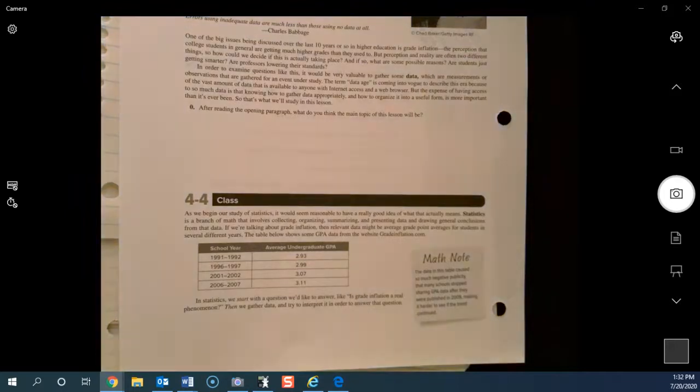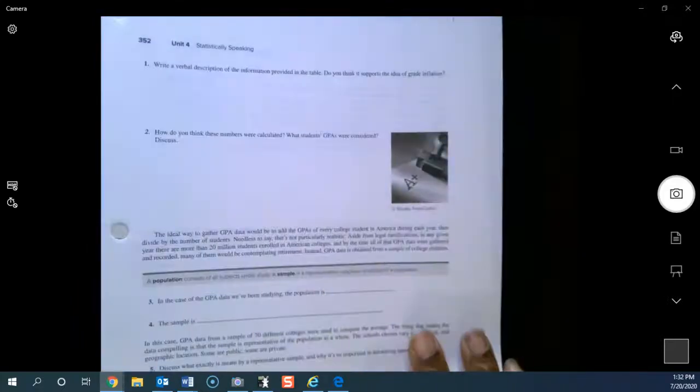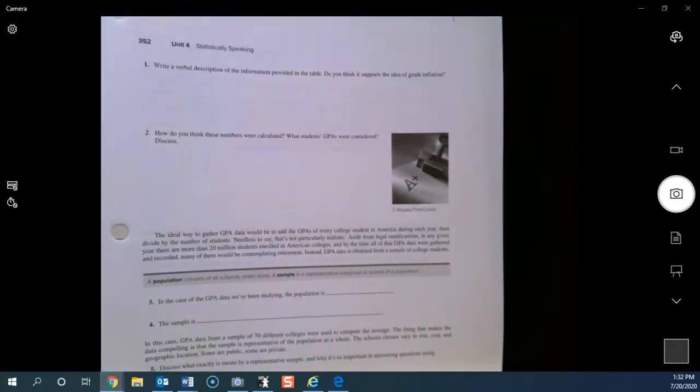Okay, we actually go from the 1991, 92 school year to 96, 97, 2001, 2002, 2006, 2007. It looks as though all of them are about 5 years apart. In statistics, we start with the question we'd like to answer. Like, is grade inflation a real phenomenon? Then we gather data and try to interpret it in order to answer the question. Okay. So it says, write a verbal description of the information provided in the table. Do you think it supports the idea of grade inflation?